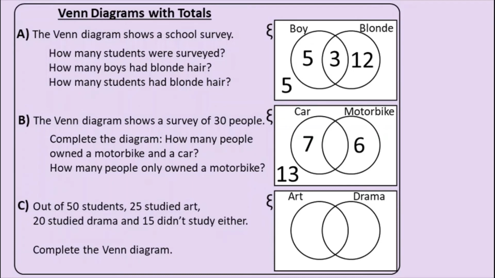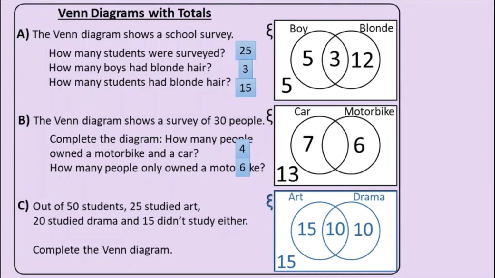Okay, answers for this page are here. So 25, 3 and 15 for the first one, 4 and 6, and a Venn diagram that should have looked like that for the art and drama students.